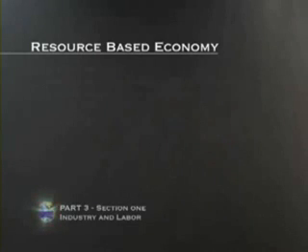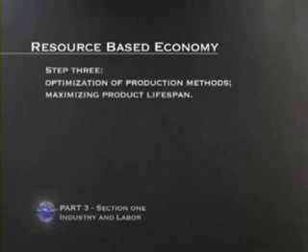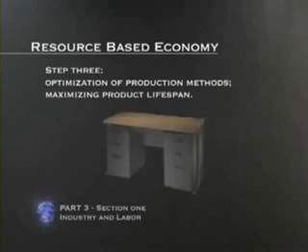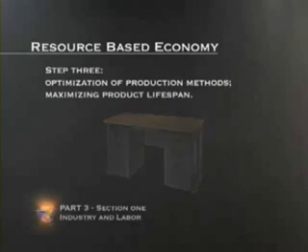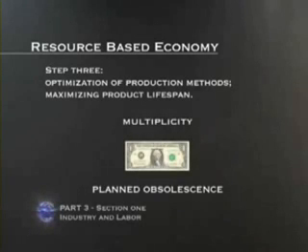Step 3. Optimization of production methods, maximizing product lifespan. If I was going to build myself a desk, I would try to make sure that desk would last as long as possible. That makes sense, right? If the desk breaks, that means I would have to build another one at the cost of more labor. It would seem logical that everything produced in society would have the longest possible lifespan that is technically possible. Sadly, the exact opposite occurs in our current system. For, as previously discussed, the monetary system thrives on multiplicity and planned obsolescence. Without it, the whole economy would collapse. In a saner world, we would make things that last.